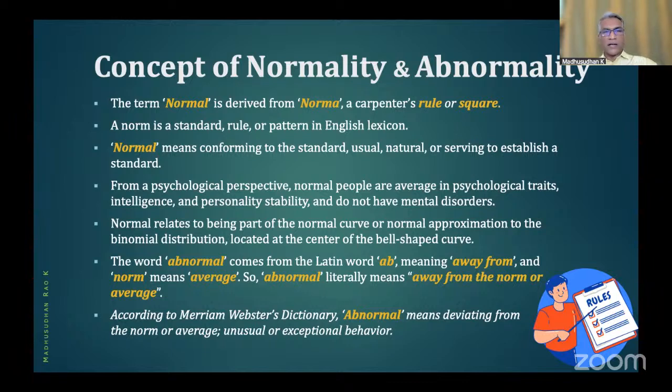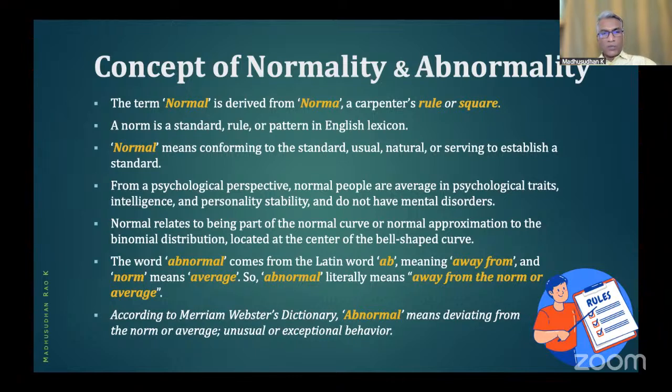A norma is a standard or a rule or a pattern in the English dictionary. Similarly, normal means conforming to the standard, usual, natural, or serving to establish a standard. Now, from a psychological perspective, normal people are average people in psychological traits, intelligence, and personality stability, and do not have mental disorders.